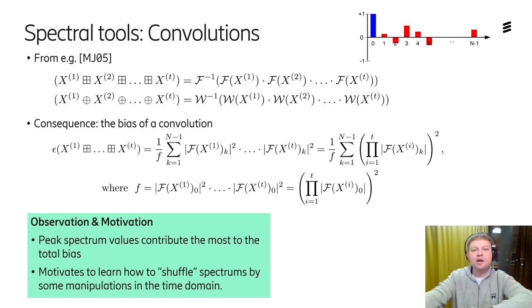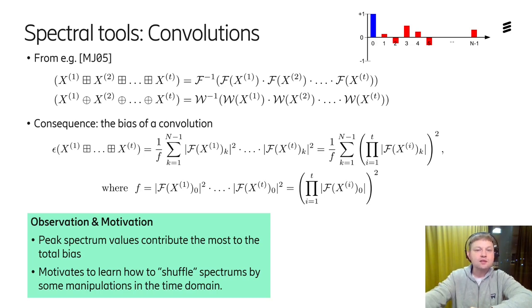However, an important observation here is that the convolution is a pointwise multiplication of the input spectrum vectors, so that the largest bias of the result will be achieved if there would be a red box in the resulting spectrum that would have a very high absolute peak value. So the peak values in the spectrum will contribute the most to the total bias.